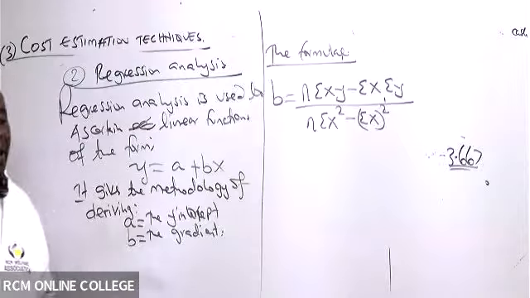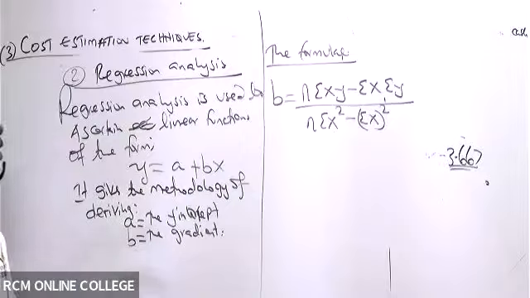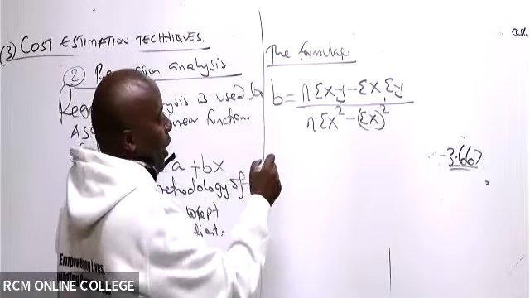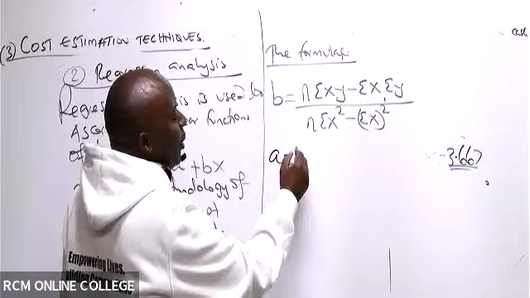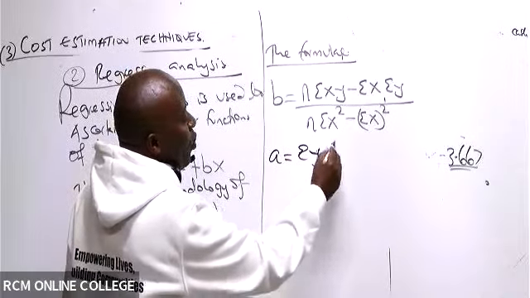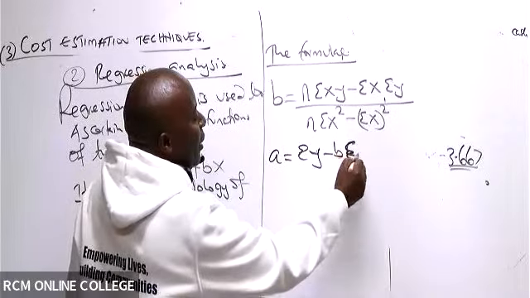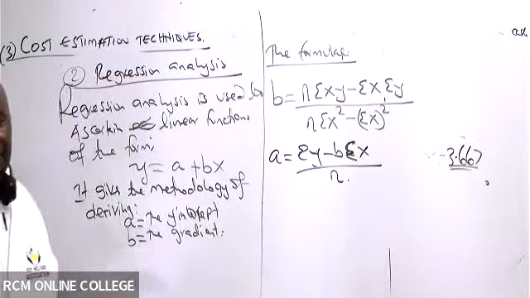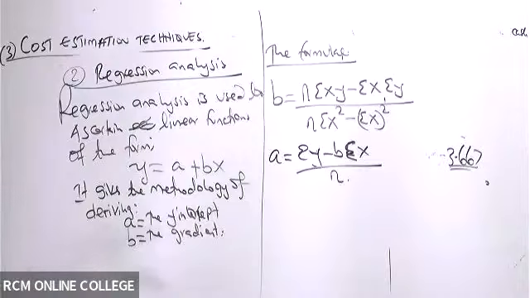So in this case, B equals n summations of xy minus summations of x, summations of y, all over n summations of x squared minus, in brackets, summations of x, squared. How about A? To get A, we normally take summations of y minus B, summations of x, and then everything you divide by n.